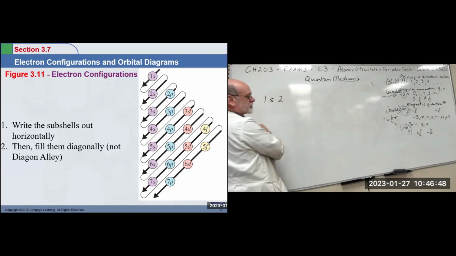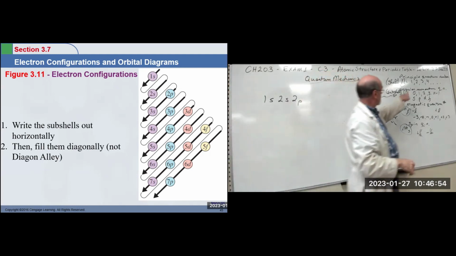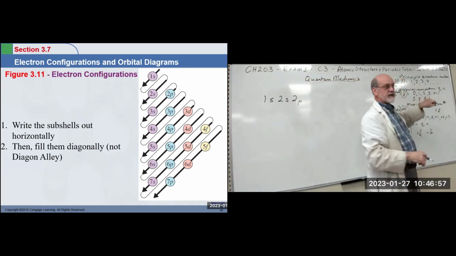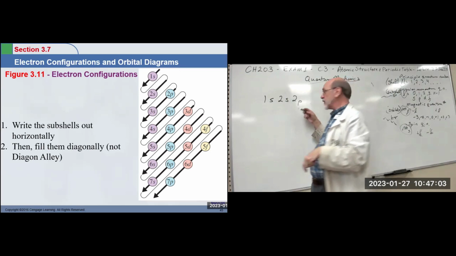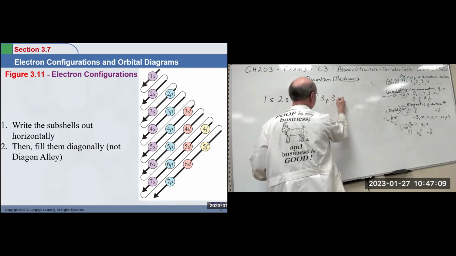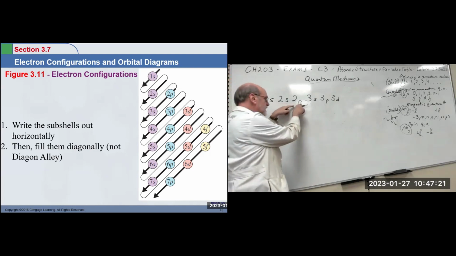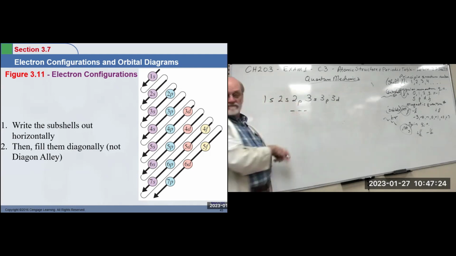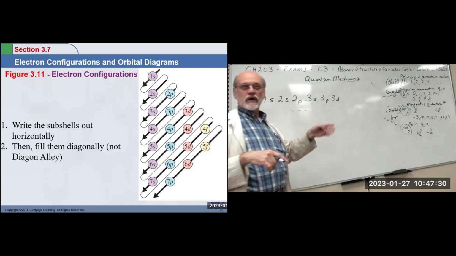So the next one is n equals 2. And it can also have an s, but it can have a p also, because with 2, you can have a 0 and a 1. If we go to 3, now we can have an s, a p, and a d. So that's the form that we're going to use: the n number here and the l letter here. Now we know that when we get to p, this could have 3 orbitals in it, and d could have 5 orbitals in it. So we only use those if we need them.